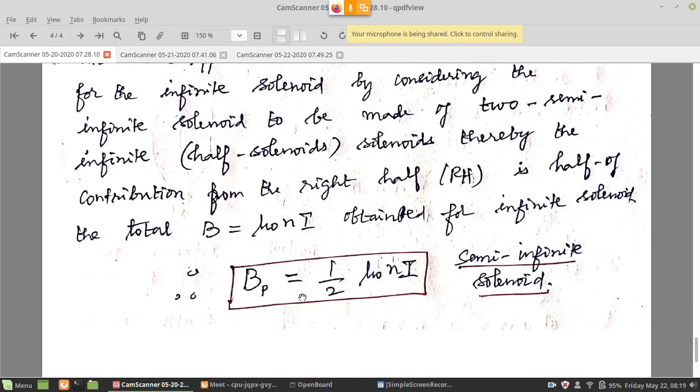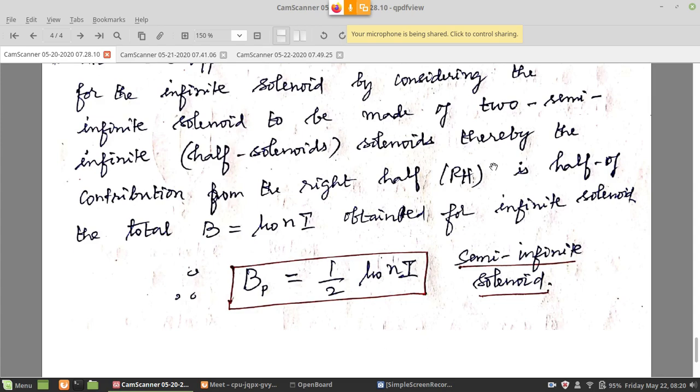That is, the magnetic field due to the semi-infinite solenoid is half of the magnetic field due to the infinite solenoid. So there it is mu naught Ni. Here it is half mu naught Ni. That is the result for the semi-infinite solenoid case. So it's easy to remember this one compared to the previous one. You can just adapt it now. From there you can derive this.